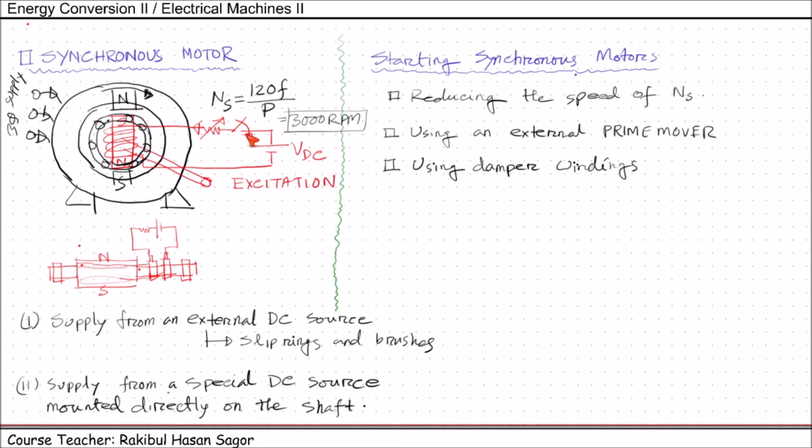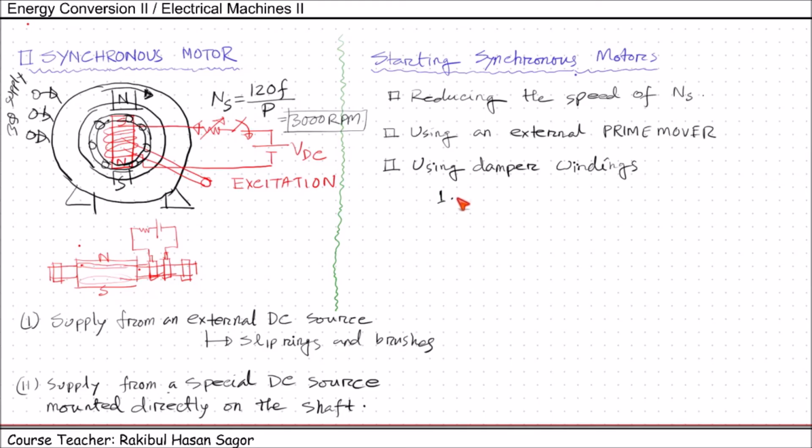Once we connect this DC connection and they are interlocked, they will start moving with the synchronous speed. When this rotor starts moving with the synchronous speed, there is no relative speed between the rotor and the rotating magnetic field. So these rotor bars will not experience any magnetic field cutting, and no current will be flowing through these rotor bars. In this way, we can start a synchronous motor.